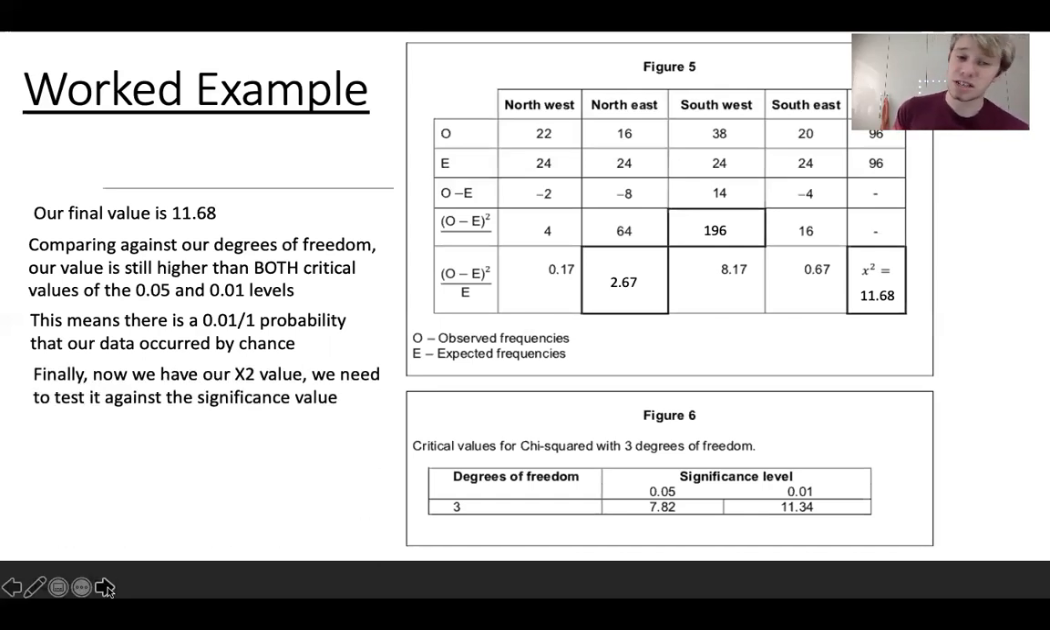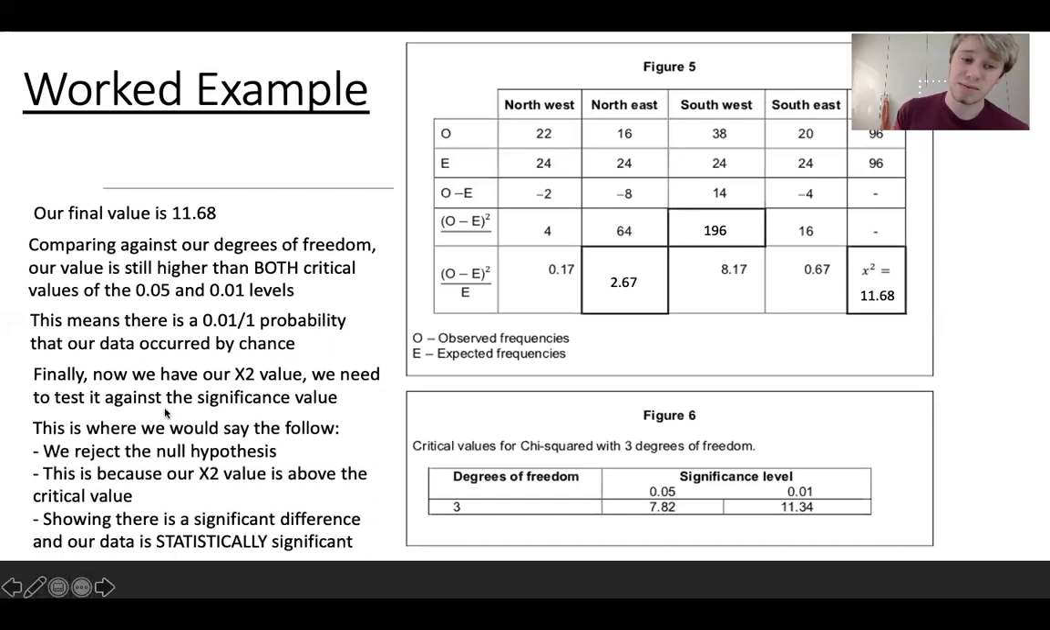Then finally, we just need to have our x squared value, which we've done, tested against the significance level. So this is what we would say to get our full marks. First of all, you'd say reject the null hypothesis. Why? Because we've just disproven it. This is because our x squared value is above the critical value, and it shows there is a significant difference and that our data is statistically significant. That bit that I've put there in full caps, that's the bit you need to say as well.